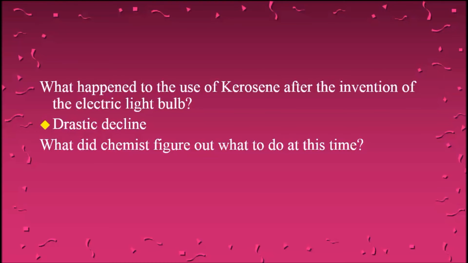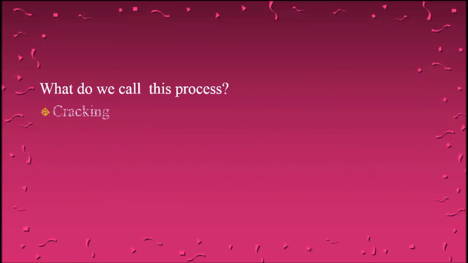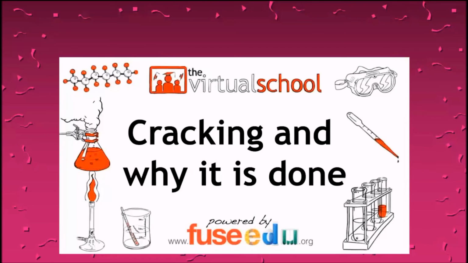What did chemists figure out what to do at this time? Converting these very complex, larger molecules into smaller molecules, which would then be used in gasoline engines. Because about the same time that we got the light bulb, we got the automobile. Okay, this process is called cracking. Cracking, which I think is a cool name.